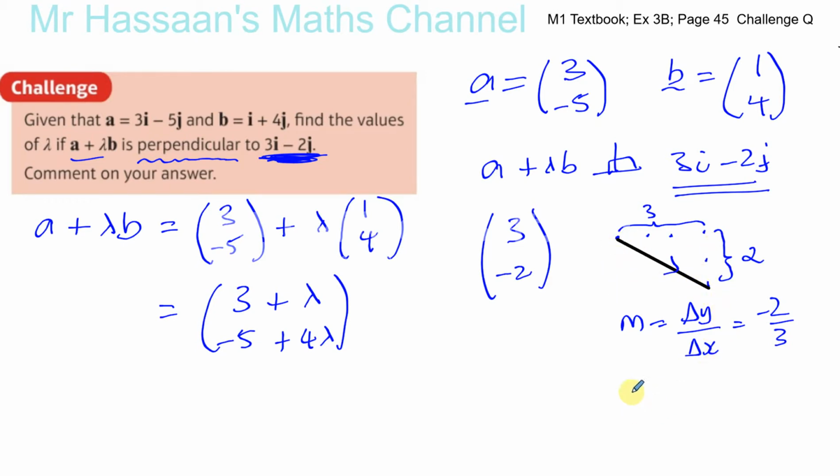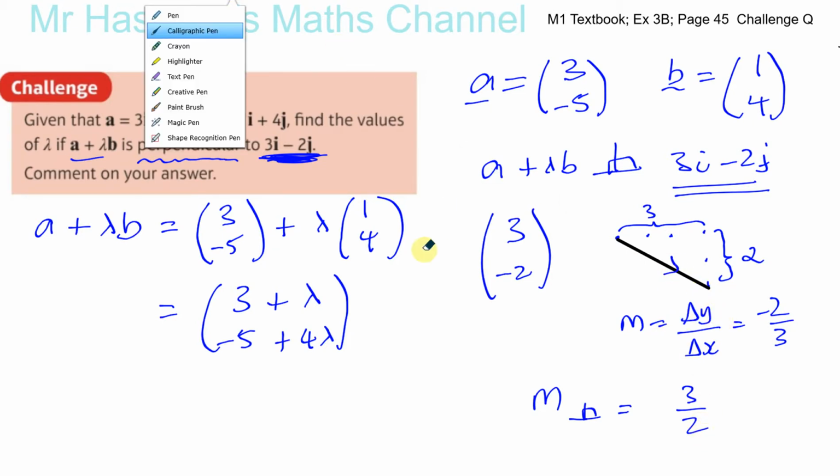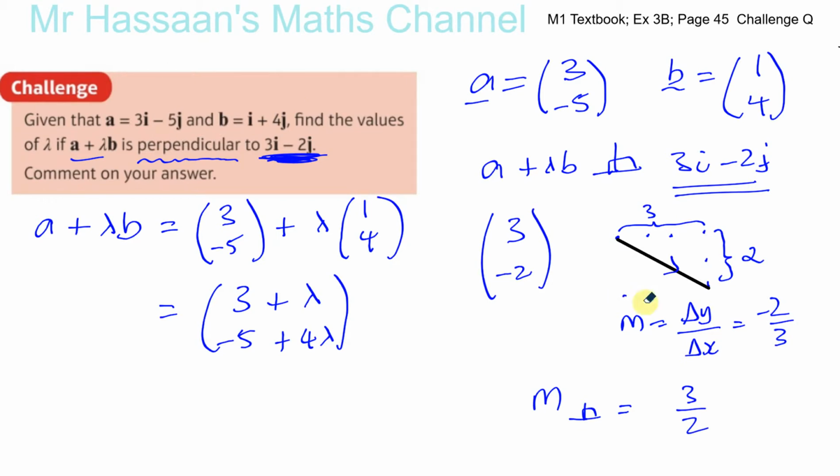So the gradient of a line that's perpendicular to this line will be the negative reciprocal, will be -3 over 2. So it will be positive 3 over 2, sorry. So the gradient of a line that's perpendicular to this line will be 3 over 2, the negative reciprocal. So let's say we're starting from, and it doesn't matter where we start from, a point here. Now, that's the gradient.